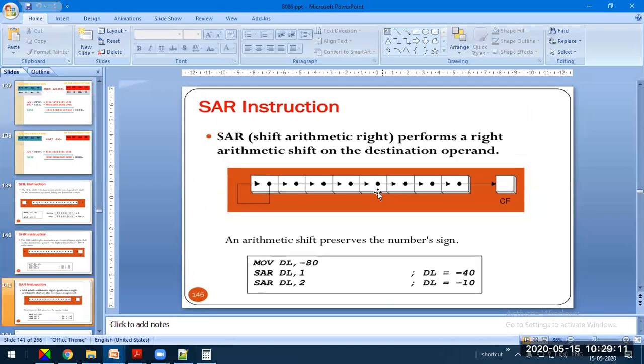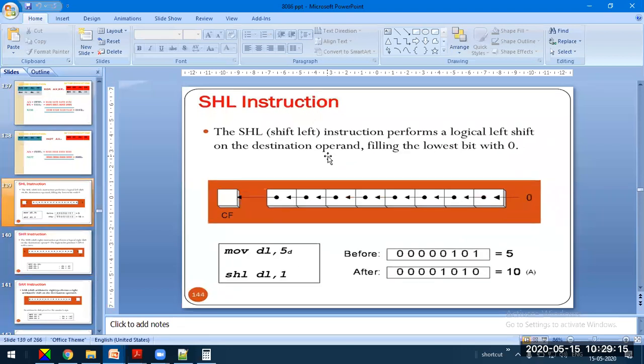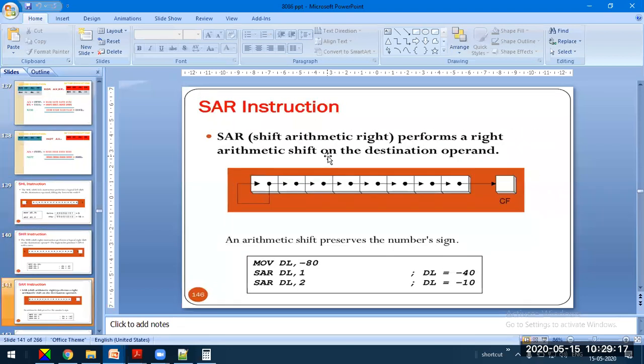Shift arithmetic right. There is a difference between shift right, shift left, and the shift arithmetic right instruction. In this case, the data is shifted right, but the MSB bit is repeated in the destination operand, and the LSB bit goes to the CF, the carry flag.